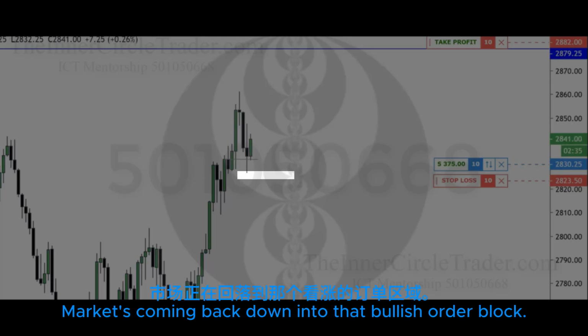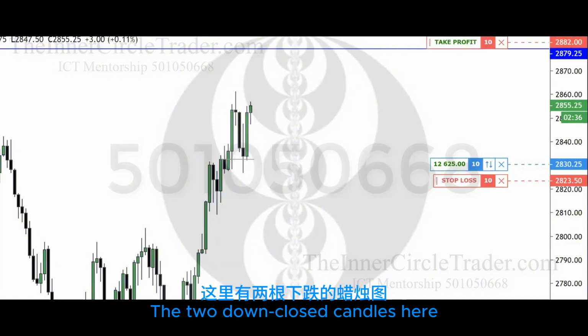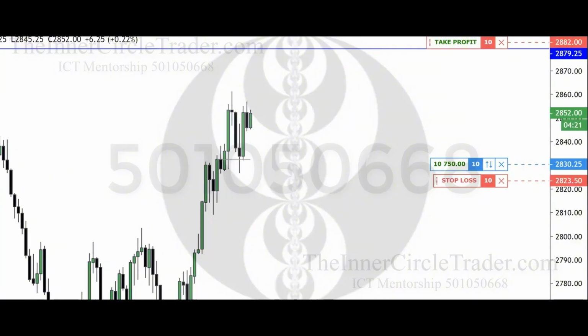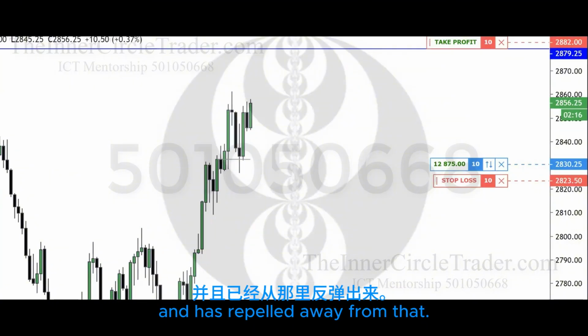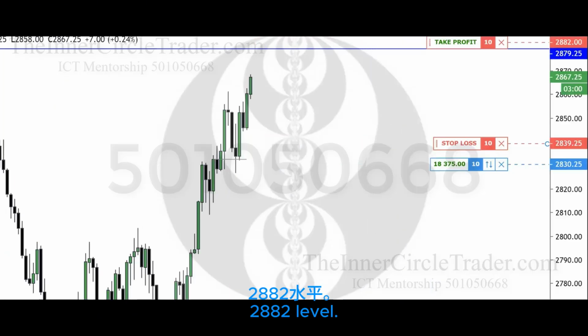The market's coming back down into that bullish order block, the two down close candles here, and has repelled away from that. Now we're going to be reaching up into that 2882 level.